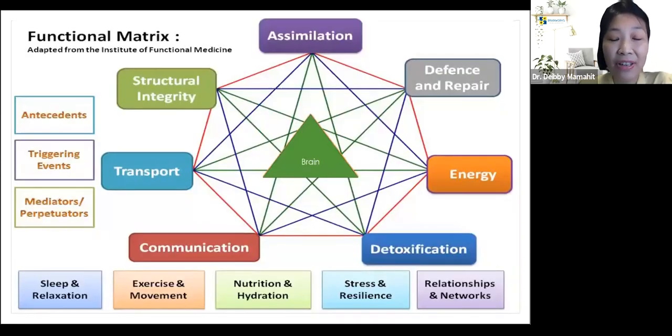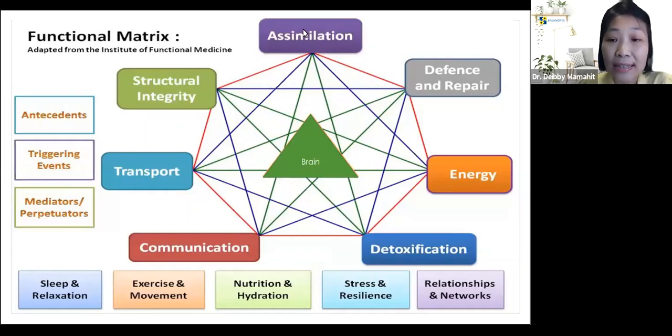Okay, this is my most favorite slide. This is called the functional matrix. In the middle of this functional matrix, I have placed one keyword, which is the brain. In the real functional matrix, it is the whole being. In order for the brain to work optimally, like the whole being, it needs all these 7 functions.